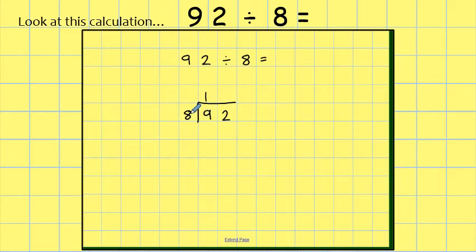How many more do we need to add to 8 to get to 9? Yeah, it's 1. So we need to carry that 1 across into the ones column, don't we?